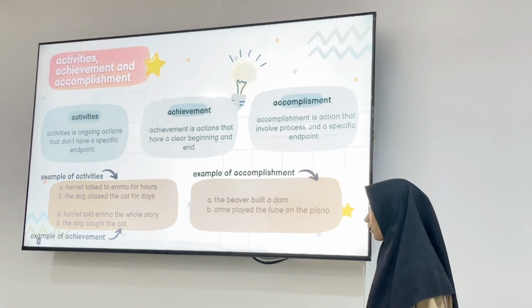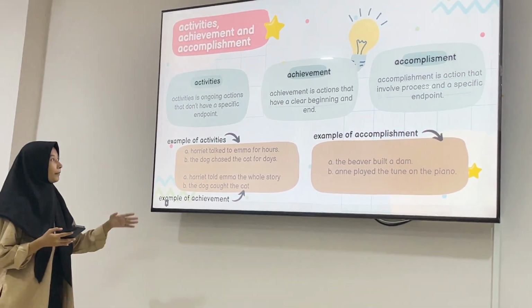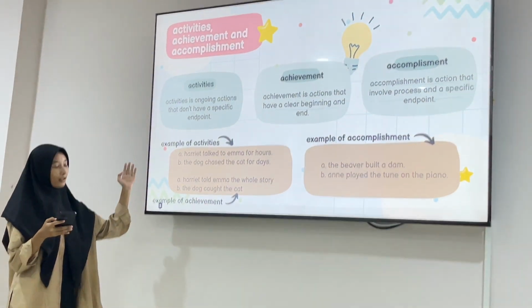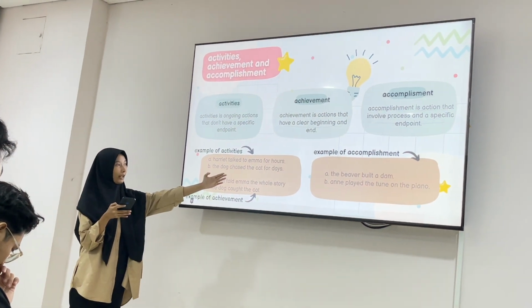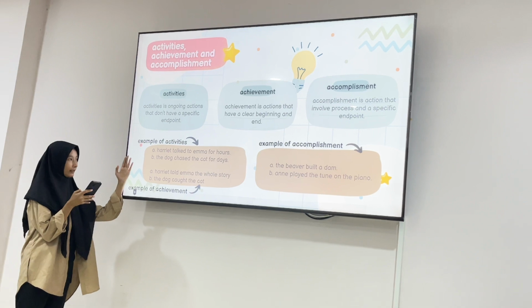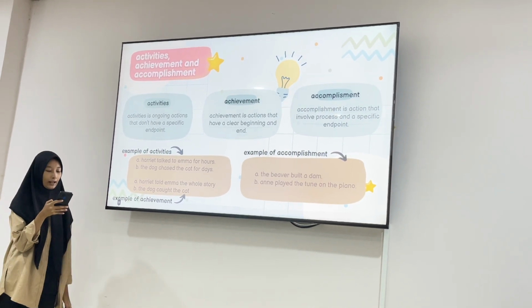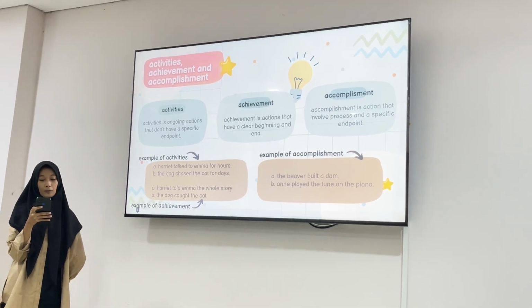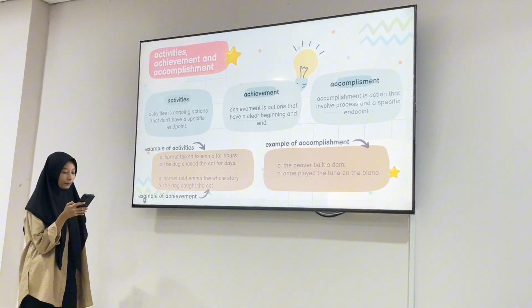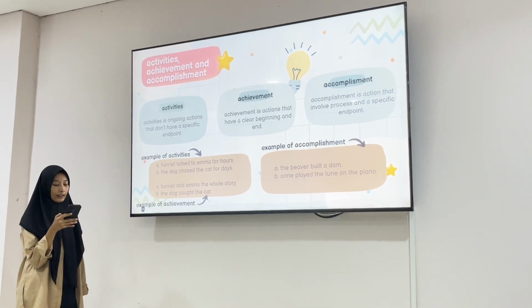So, in the example of activities, Harriet talked to Emma for hours. This sentence describes an ongoing action without a specific endpoint. Harriet and Emma are talking for hours, but there's no clear moment mentioned when the talking did stop. It could continue until they decide to stop or they got interrupted.